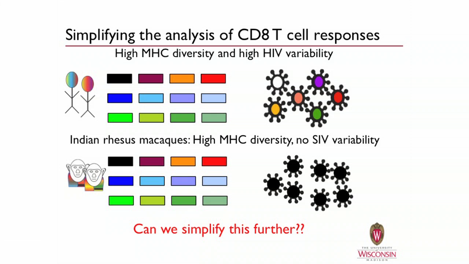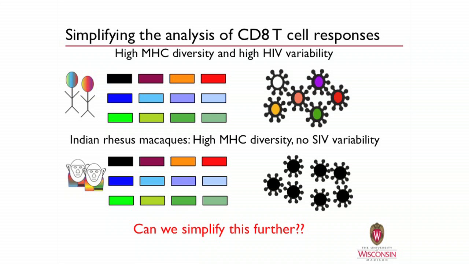Trying to study CD8 T-cell responses in macaques has been simplified greatly by the use of Indian rhesus macaques, and a lot of this work was pioneered by David Watkins at the University of Wisconsin. And although Indian rhesus macaques do have a diverse set of MHC alleles, just like humans, you can identify animals who share a single MHC class 1 allele, and that's shown here with a single black box between my two monkeys. I have a very simplistic model of monkeys and humans in my slides too, so bear with that.